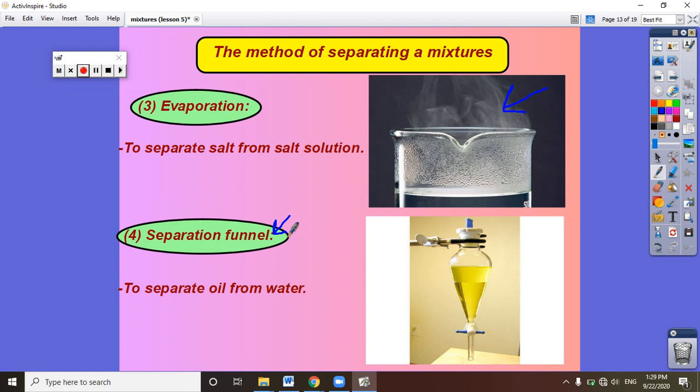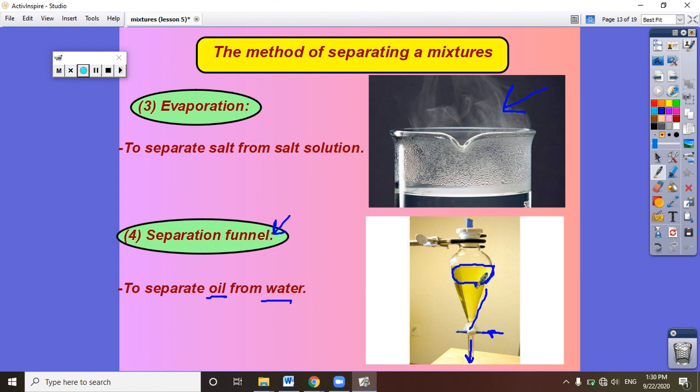And number four is the separating funnel. We use the separating funnel to separate a mixture of oil and water. When we mix the oil and the water, do you remember what happened? Yes, the oil will separate from the water. So when we put a mixture of oil and water in a separating funnel, the oil will separate. This is the oil and this is the water. We open this tap, and the water will fall down. When we close the tap, the oil will remain here.